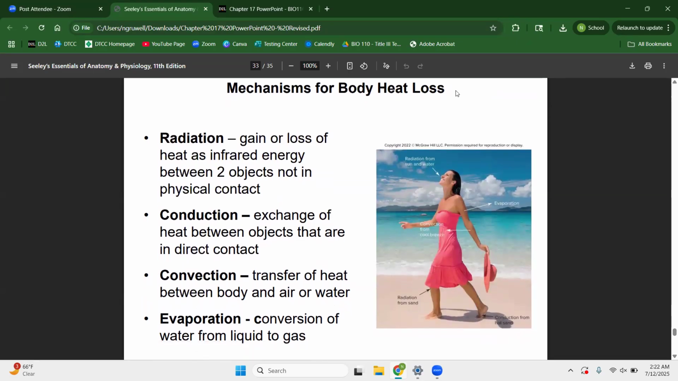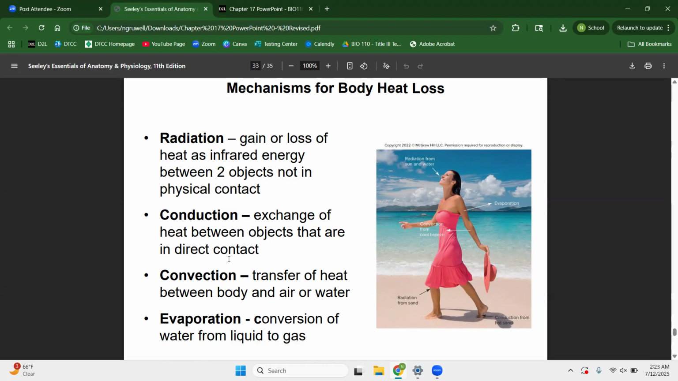All right, so these are mechanisms for heat loss. So all of these are going to result in heat loss. Radiation is going to be gain or loss of heat as infrared energy. So there's not physical contact happening. We can gain heat radiating from the sun. And for the most part, if we come into contact with something that's cooler than the body, like water, we're going to lose heat via radiation. And I shouldn't say contact. If we're near something like water that's cooler, we'll lose heat to that water.